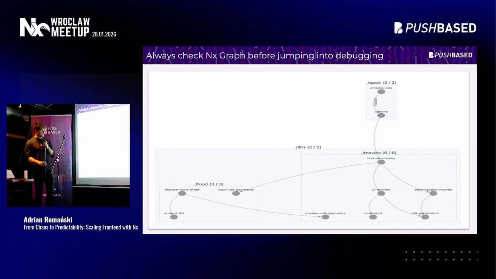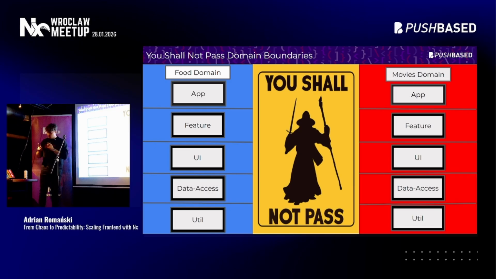We are importing into the movies something from food. And there is where the error comes. But it is layered. It's actually looking nice. How can we solve it? We need a Gandalf. We have to put a Gandalf here, and the Gandalf will help us to set boundaries. We have to say "you shall not pass" the domain boundaries.